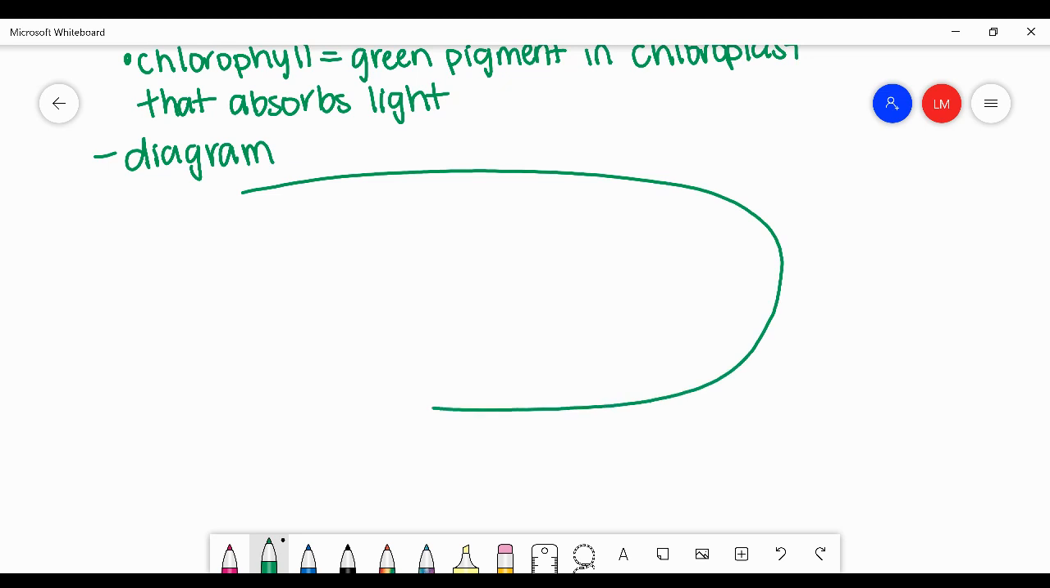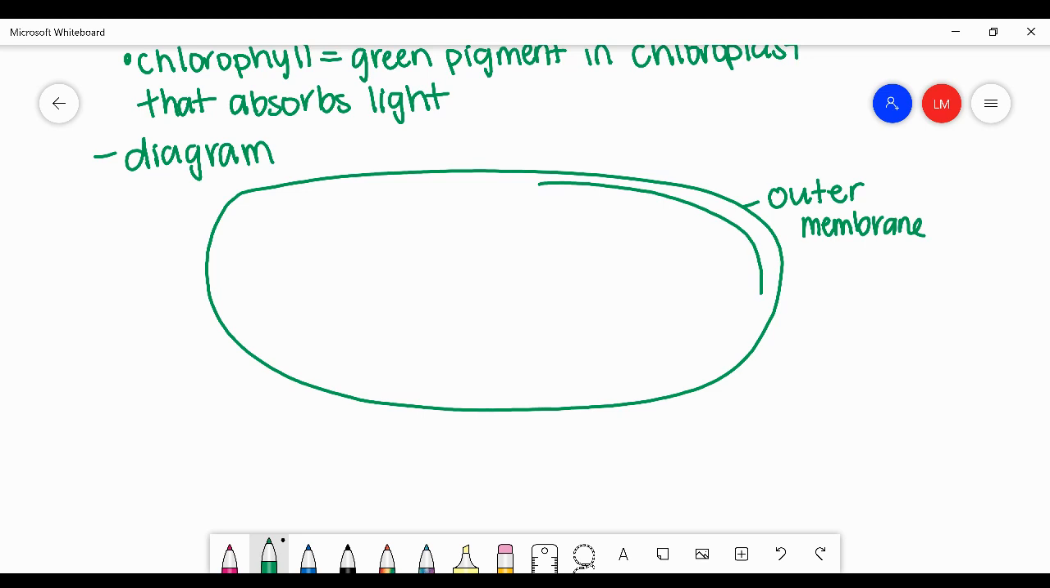So we'll start here. This is our chloroplast. This is called the outer membrane. Since there is an outer membrane, we know chloroplast must also have an inner membrane.